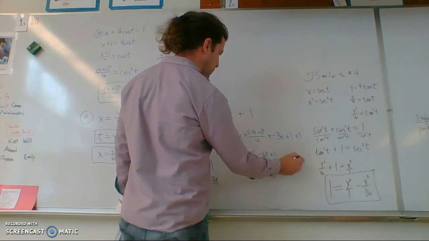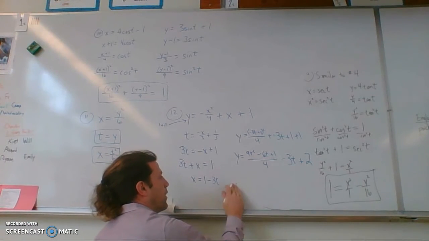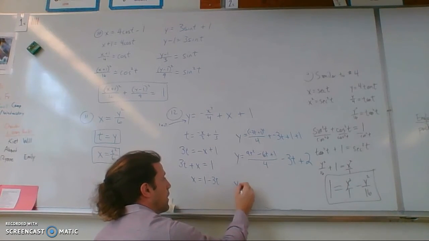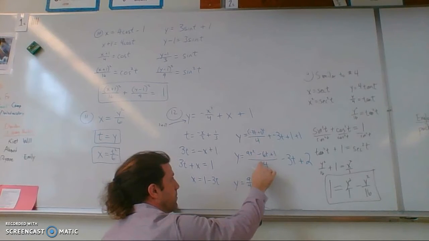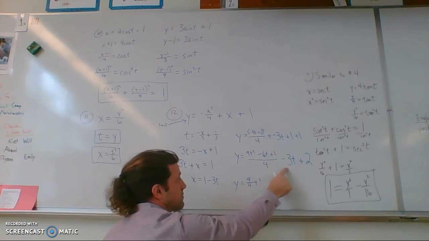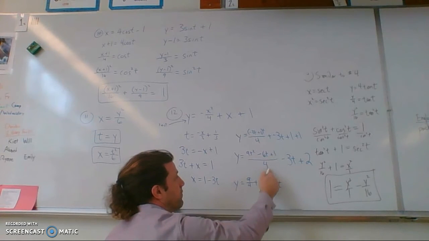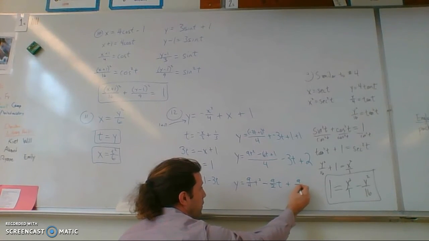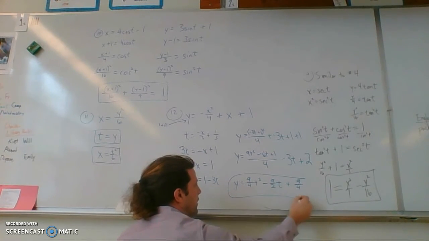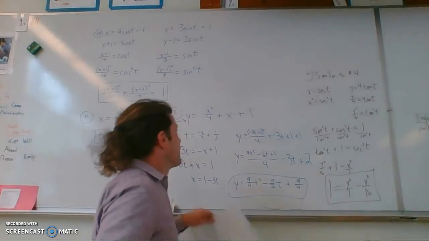minus 3t plus 2. And then basically this becomes y equals 9/4 t squared. This becomes minus 1.5t. Minus 3t makes minus 4.5t, minus 9/2 t. And this is plus 1/4. This is plus 2. So it's plus 2 1/4. Plus 9/4. So I want to leave it like that, and I'm going to check the answers on the website now and see if it's right. Well, it's not right, but it's close.